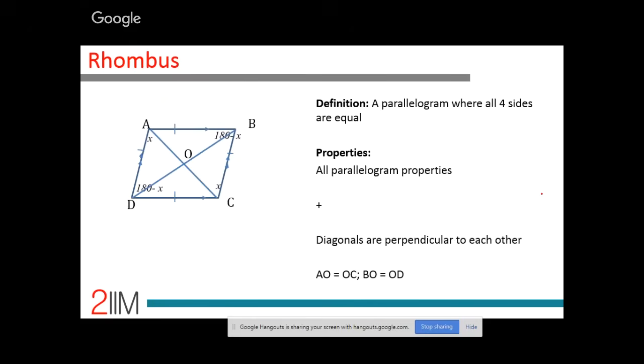A special case of a parallelogram is a rhombus. A rhombus is a parallelogram where all 4 sides are equal. Again, opposite sides are parallel and equal, opposite angles are equal, adjacent angles are supplementary. Everything holds good. Everything that holds good for a parallelogram will necessarily hold good for a rhombus. So diagonals of a rhombus bisect each other. On top of that, diagonals of a rhombus are also perpendicular to each other. So diagonals of a rhombus are effectively perpendicular bisectors of each other.